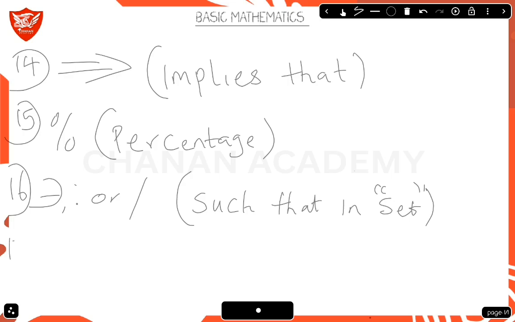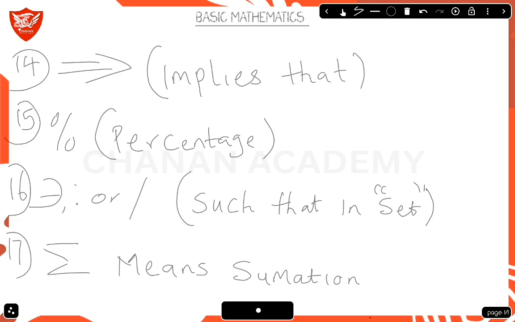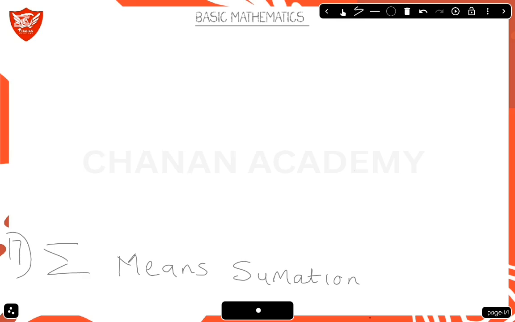So we have number 17. This means summation. This is the summation sign. All right, just two more symbols I'll talk about, then call it a day. Number 18. Some of you might have even used this. It means square roots.